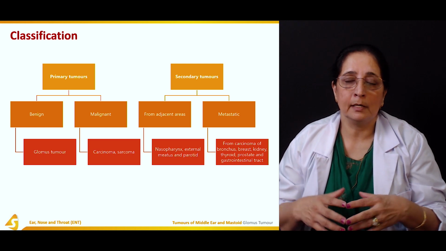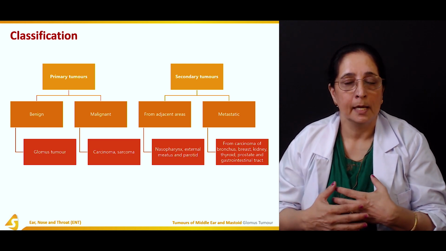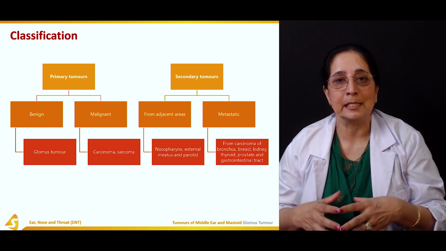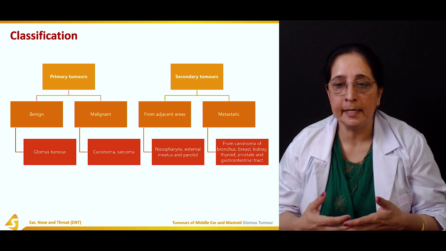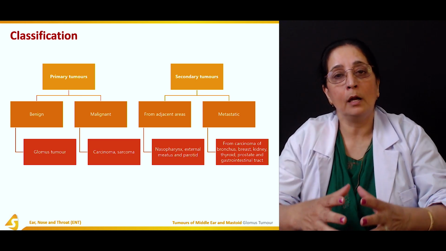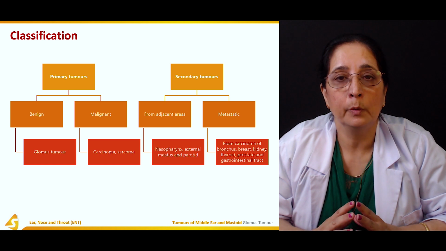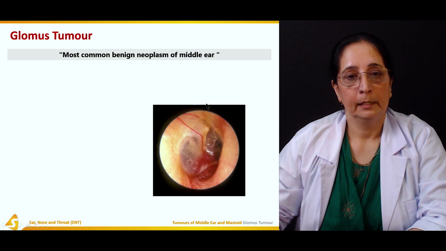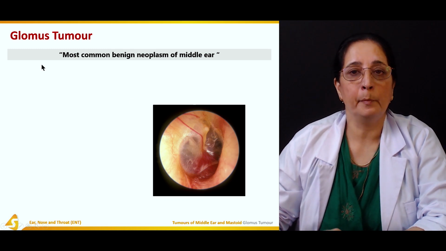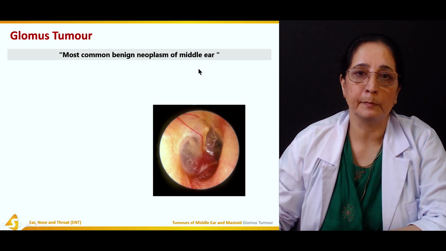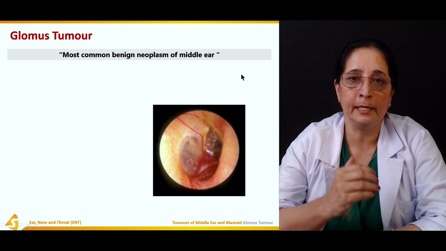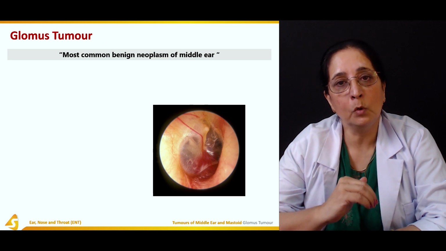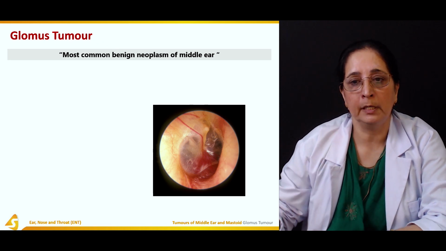So nearby areas, usually we have nasopharynx, external meatus, and parotid. And then from the distant areas, like we have bronchus, kidneys, prostate, thyroid, all these can spread to middle ear and mastoid. Glomus tumor is the most common benign neoplasm of the middle ear. So glomus tumor is benign and is the most common benign neoplasm of the middle ear.